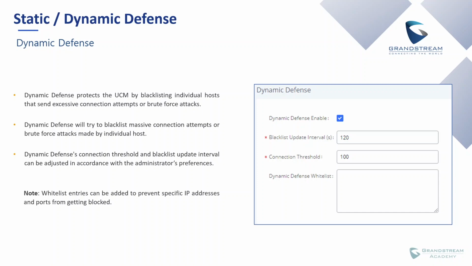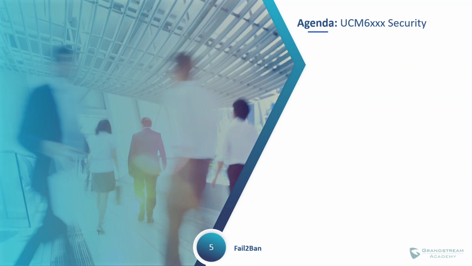For example, if a host initiates more than 20 TCP connections to the UCM within 1 minute, it will be added into the UCM blacklist and will be blocked by the UCM for 500 seconds. While when a host is in the whitelist, if it initiates more than 20 TCP connections to the UCM within 1 minute, it will not be added into the UCM blacklist and it can still establish TCP connection with the UCM. And now we're going to talk about fail to ban.